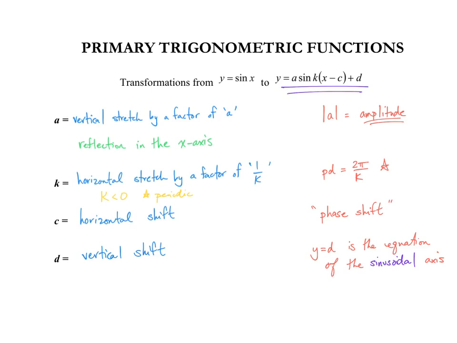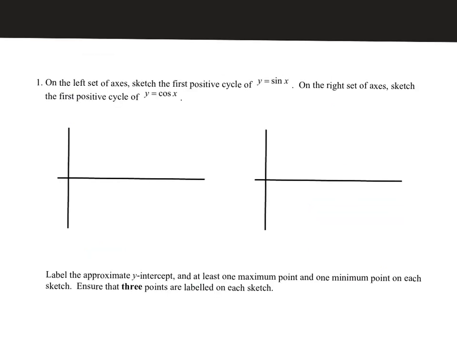And in order to do that, we're going to kind of take a step back for a second. And so what you see in problem 1 is just an activity I want you to go through very quickly. On the left set of axes, sketch the first positive cycle of your sine curve. On the right side, sketch the first positive cycle of your cos curve. Go now. You should be out in front of me. You should be able to beat me through this process. I am catching up to you.